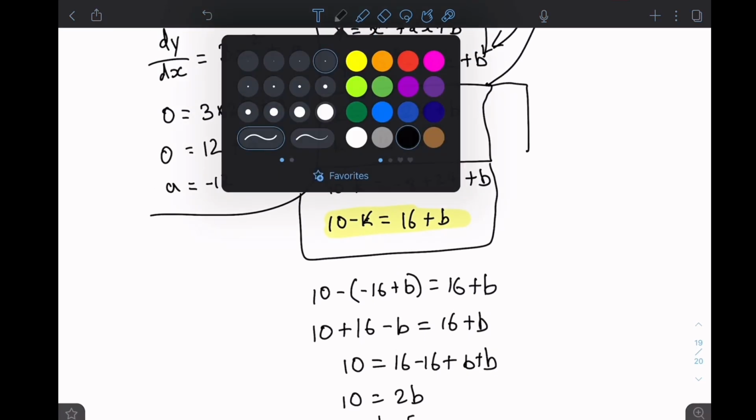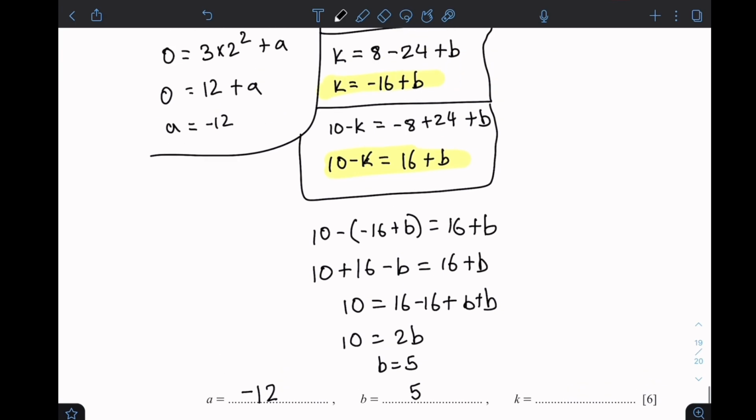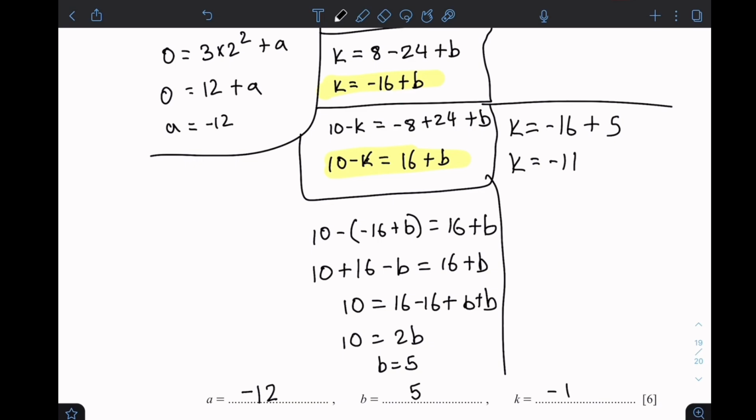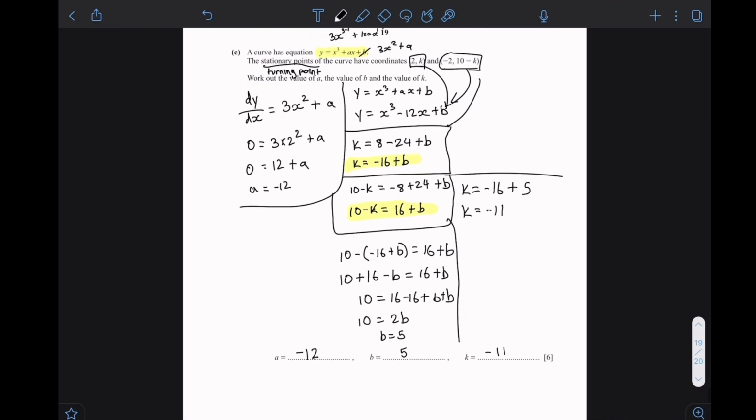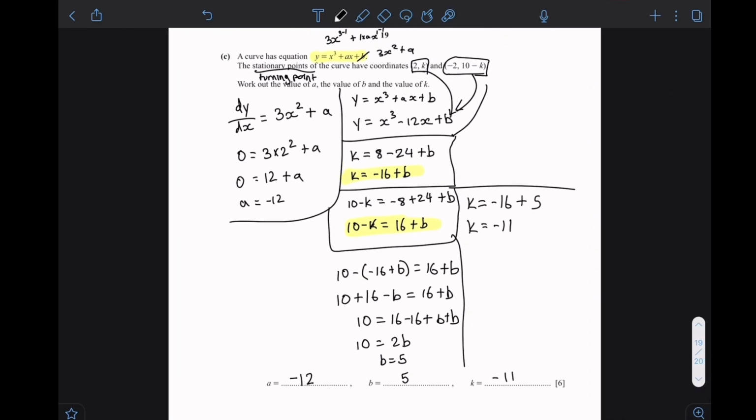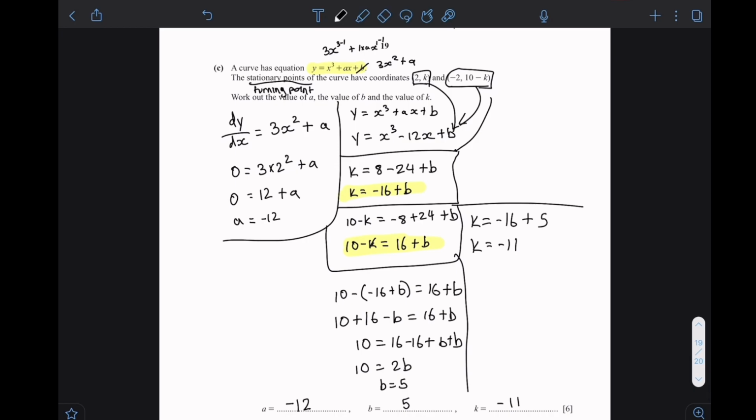Now this is very straightforward, right? k is equal to negative 16 plus 5, so k is equal to 5 minus 16, which is negative 11. And hence we figured out all three values: negative 12, 5, and negative 11, and we got the answer. And we're done with the paper.